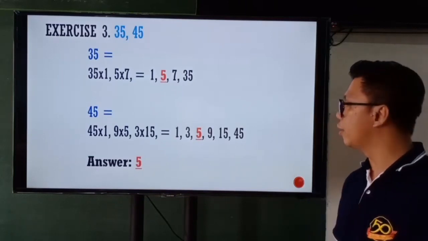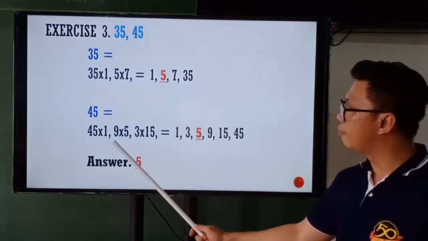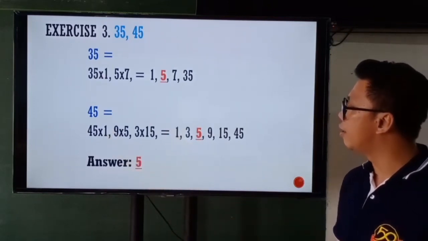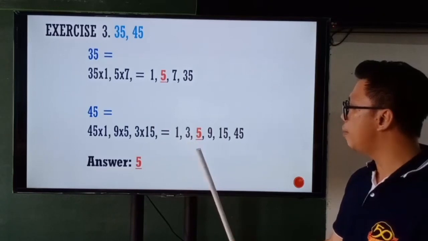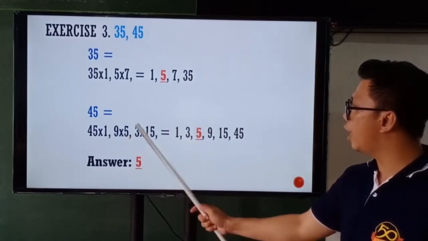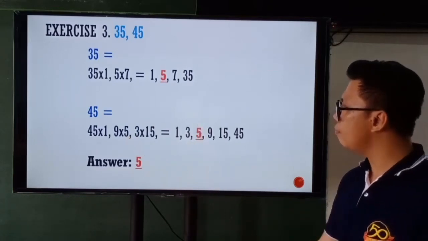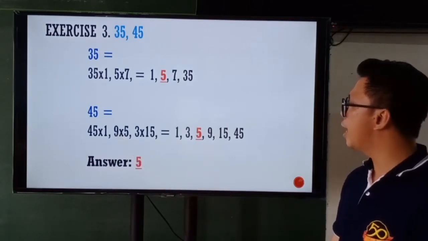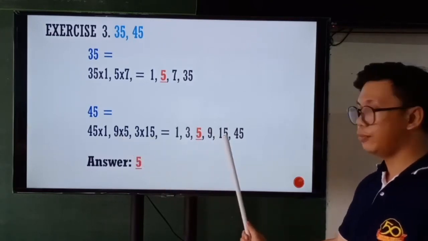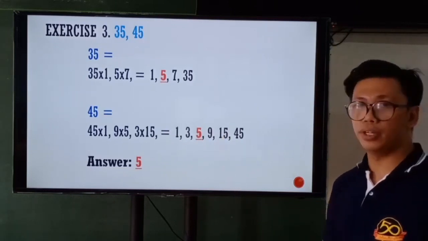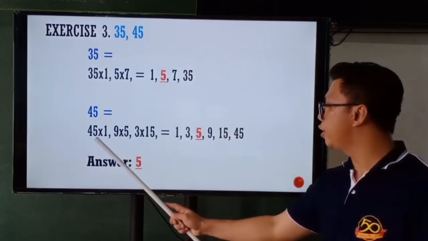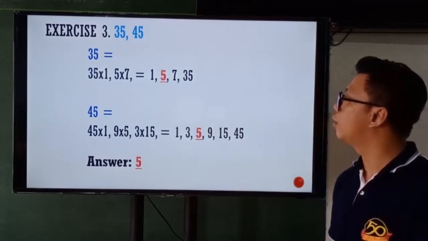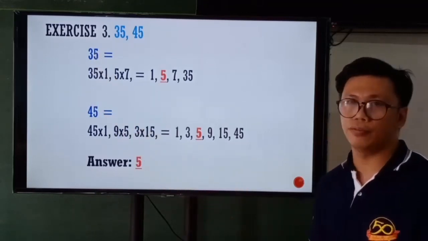So let's start. What is the smallest number here? Very good. 1. So we will write 1. What's next to 1? 3. We will write 3. Next is 5. We will write 5. Next is 9. We will write 9. Next, 15. We will write 15. And the last number is 45. So we will write 45. So that is the factors of 35 and 45.